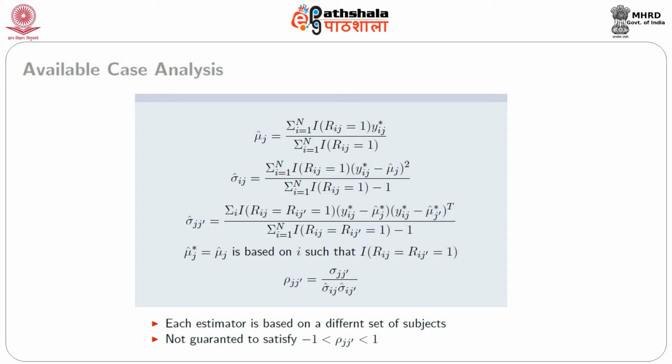So, mu j hat star is equal to mu j hat, which is based on the i such that R i j equals R i j prime equals 1, and here rho j j prime comes out to be sigma j j prime divided by the root of sigma j j into sigma j prime j prime. Now, it does not guarantee that rho j j prime, the correlation between the jth and the j primeth observation of the ith value, satisfies the condition that it is between -1 and +1.